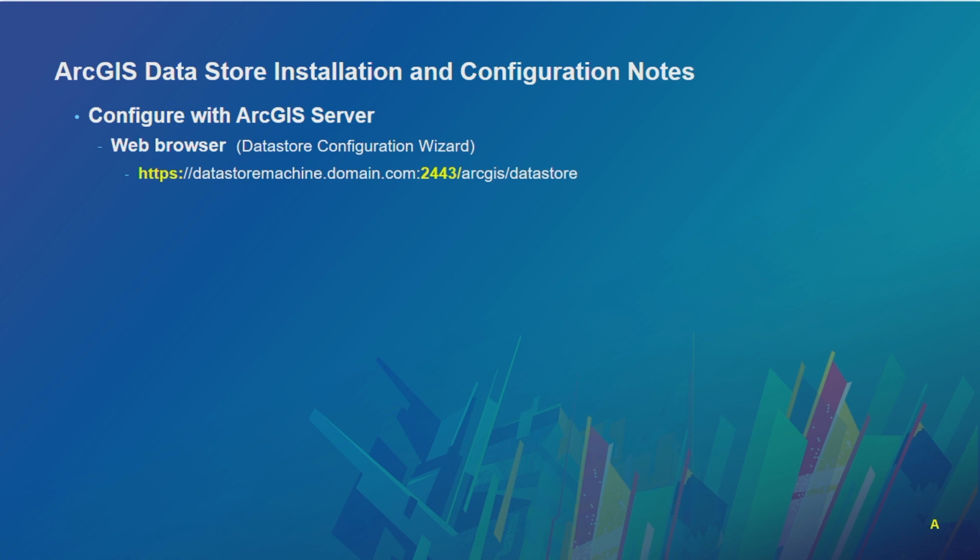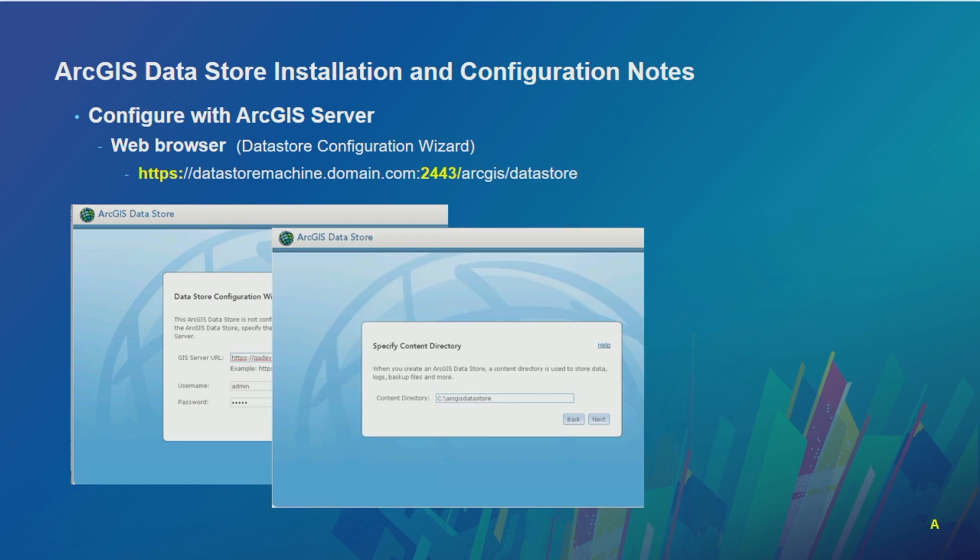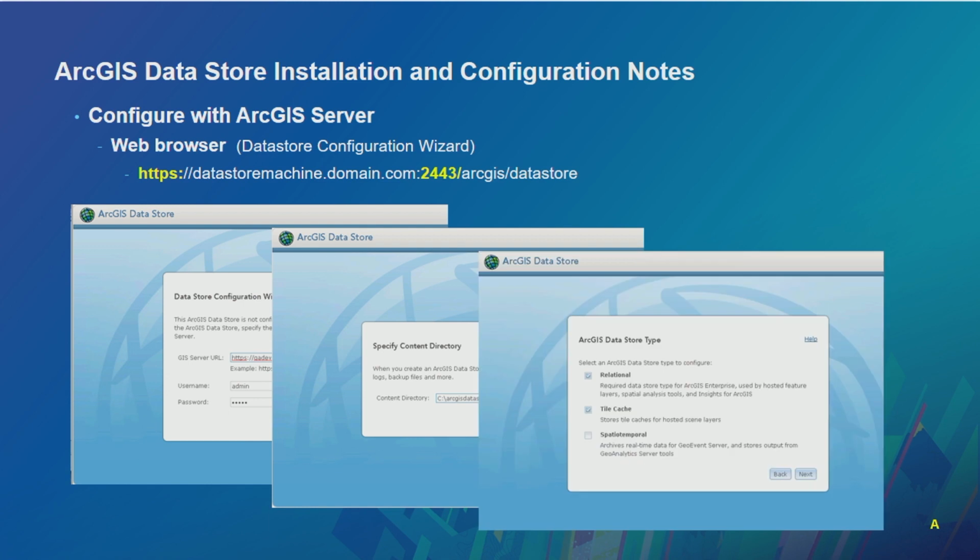We do offer a couple of different ways that you can configure it. Once you have it installed, you need to have this configured with your ArcGIS Enterprise deployment. Notice here that port 2443 is how you access the configuration wizard, which is an interface you can use to configure this. If you're not on the machine itself where the data store is, you can use this interface to configure it. Simply give it the GIS server URL, so this is your hosting server, and then specify the content directory for your data store and which data store you're going to apply this to.